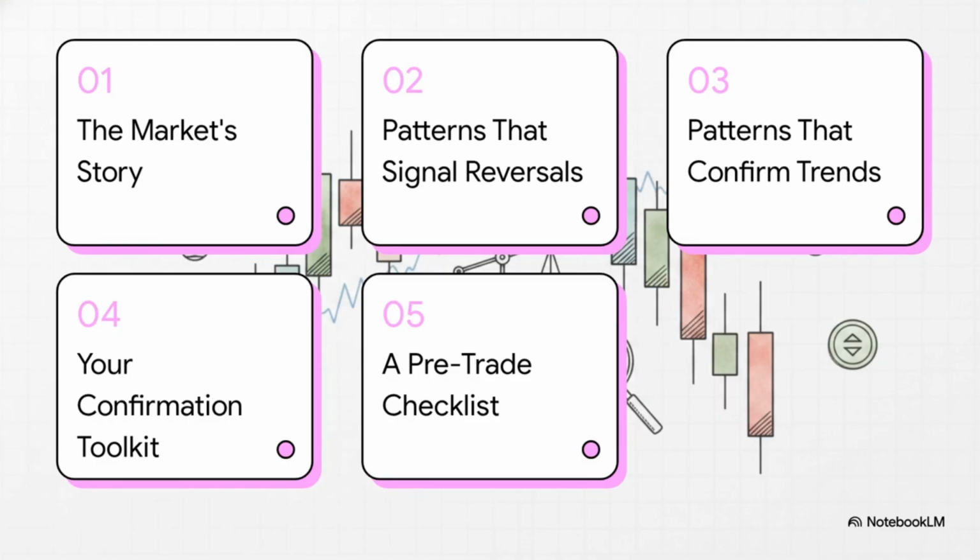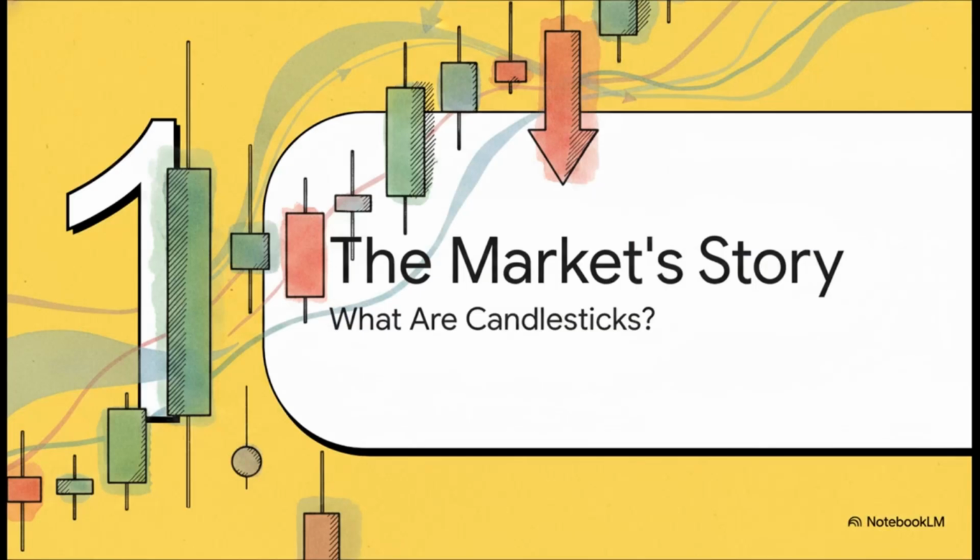So here's our game plan. First up, we'll get the basics down. What is each candle actually telling us? Then we're jumping into the really fun stuff, spotting patterns that scream a market U-turn is coming, and others that tell us, hey, stay the course. And we'll wrap it all up by building a toolkit and a pre-trade checklist so you can actually use all this with confidence.